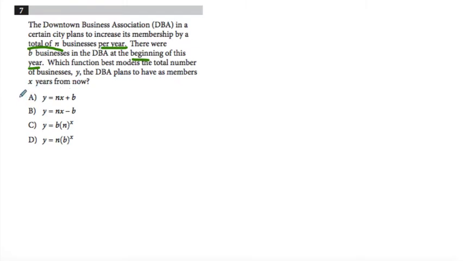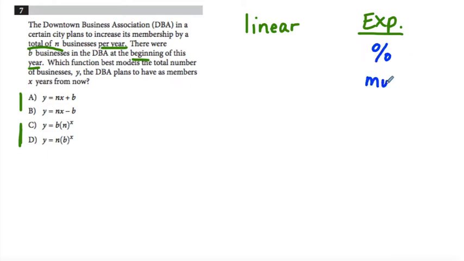I look quickly at the answers and I see that I'm comparing linear and exponential functions. A and B are in the form y equals mx plus b. C and D are in exponential form y equals a times b to the x. So then I have to determine what are the differences that I look for in these models. Well, in an exponential model, things increase by a certain percentage. Remember, we multiply by something each year, whereas in linear, we're adding or subtracting a constant.